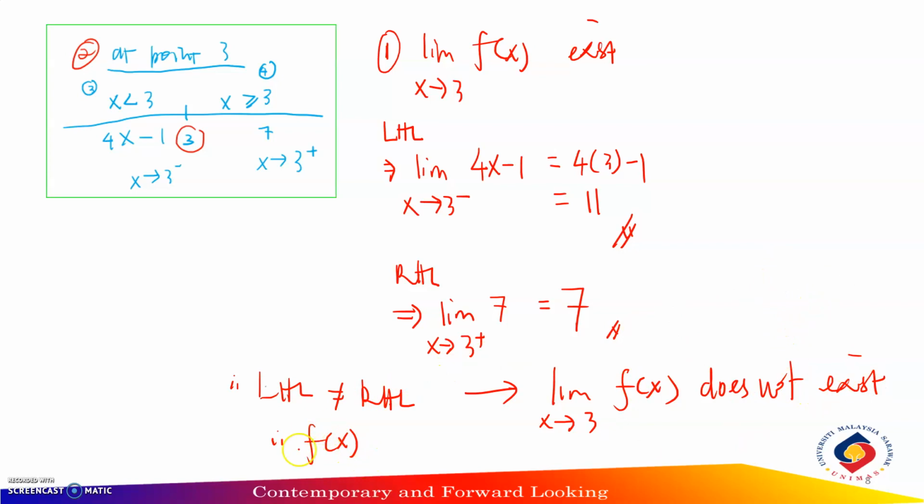So in this case, the conclusion here is that the function f(x) is not continuous at x equals 3. And in this case, we do not need to check condition number 2 because condition number 1 is already not met. So we just write the conclusion after this calculation. That's all.